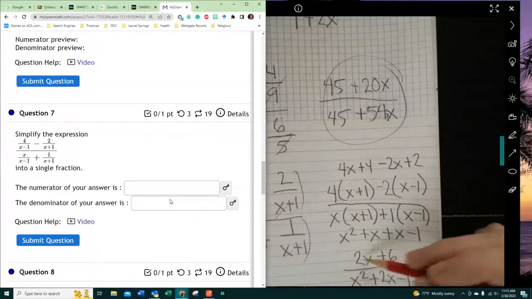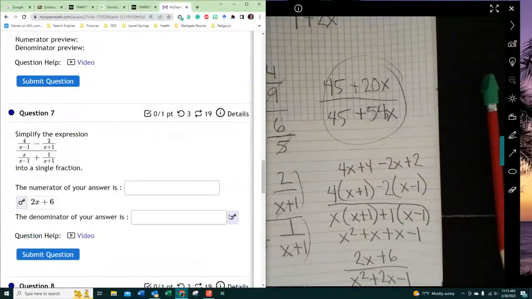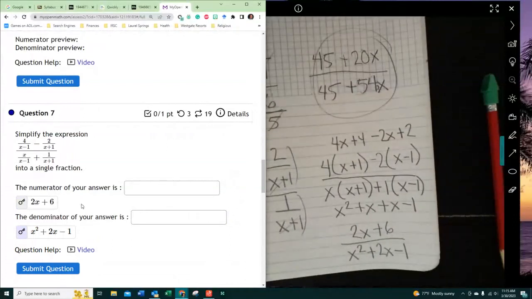Now, I can factor out a 2, but it's not going to clean anything up. I don't need to factor this any further. I'm done. There's my answer. Okay, here's our answer that I gave you, this time without a transcription error that I made.